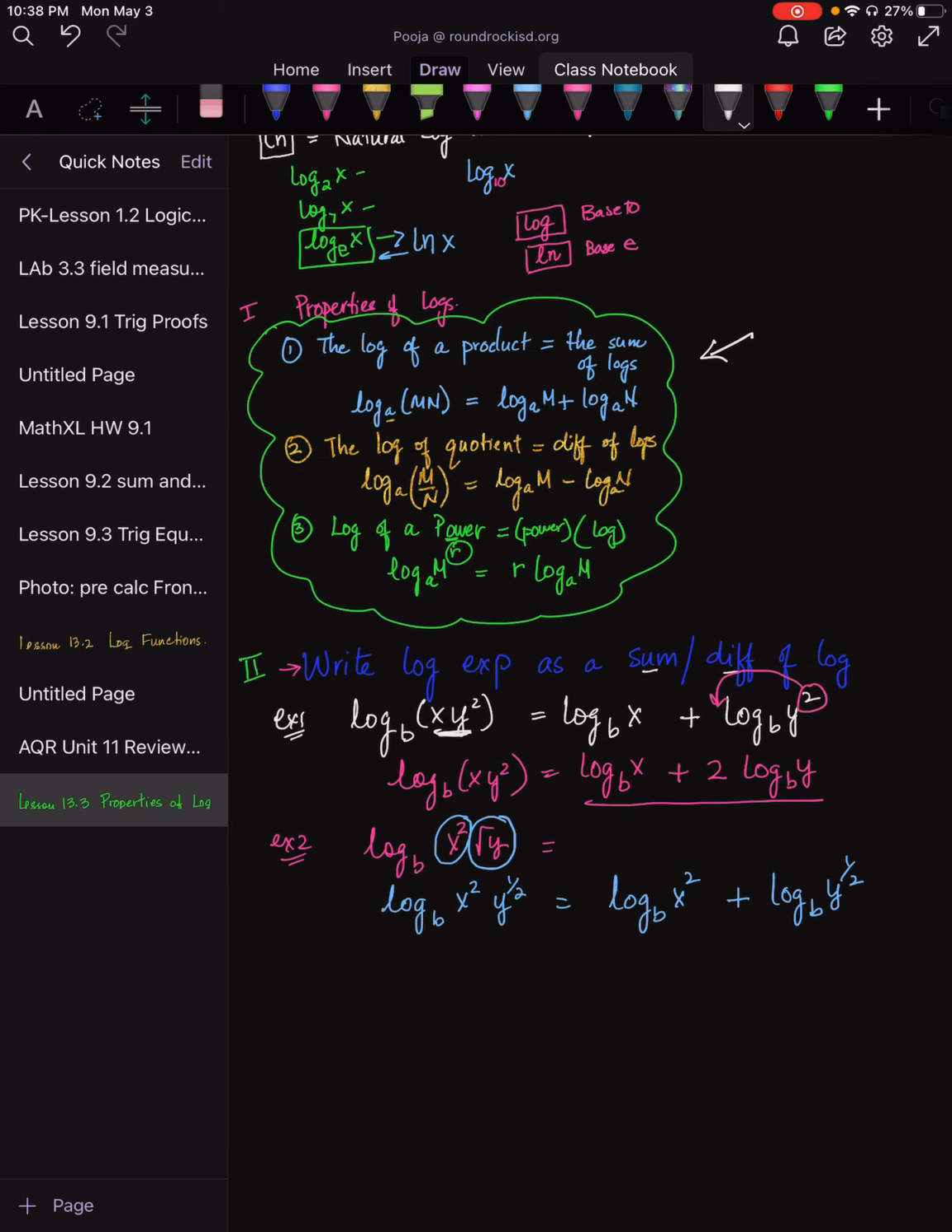And how do I know am I done? Well, I see powers there. Anytime you see powers, you can actually bring it here. Here's a power, I can bring it to the front. So we have 2 log b x plus half log of y base b. Now there's no powers. I don't see any products either. This is just x, this is just y. So I know I've broken it down as much as we could. All right, I'll show you another one.